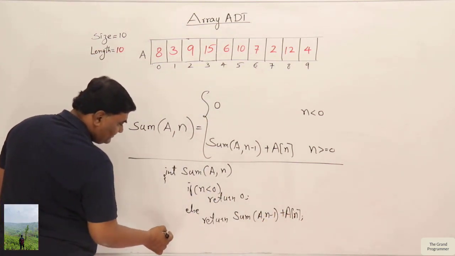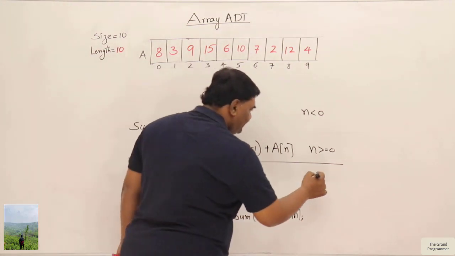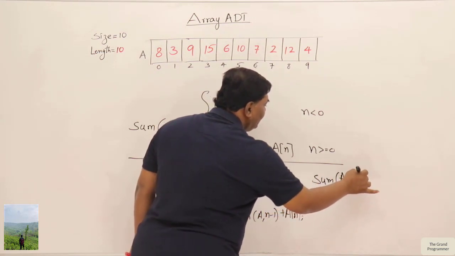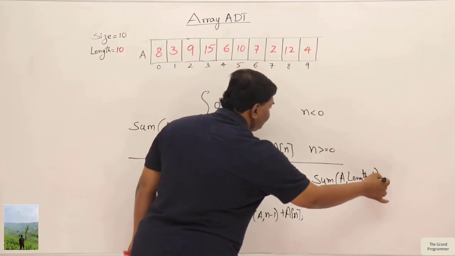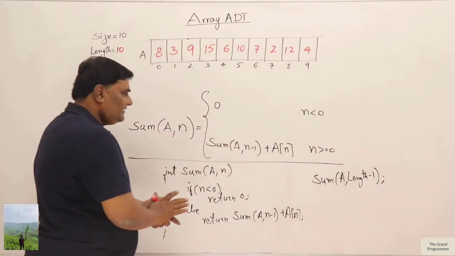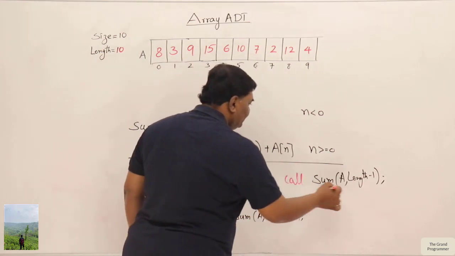That's all. The sum function must be called by passing the array A and length minus 1. That is the last index of an element, 9. This should be called like this.